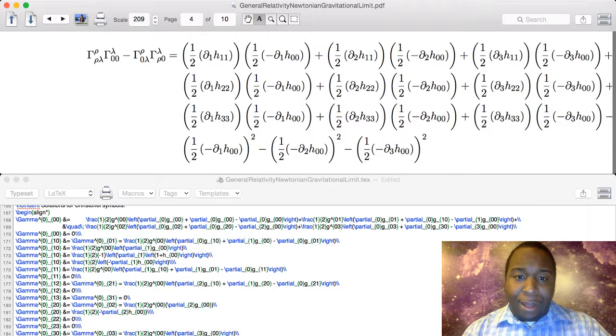As of right now, it's in a very generic form because we don't exactly know what the elements of our perturbation matrix are at the moment. We're going to assume we just don't know what they are.